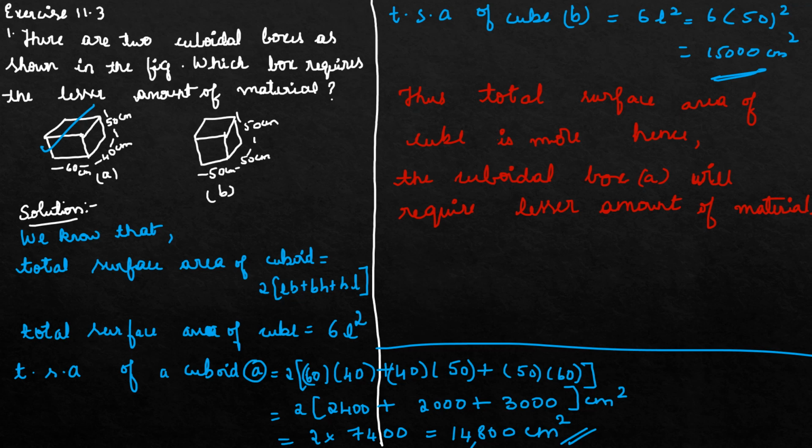First we found out the total surface area of the cuboid with the formula 2, length into breadth plus breadth into height plus height into length. Then we found the total surface area of a cube, 6L square is the formula. Then we compared. When we compared, we got total surface area of a cube is more, hence the cuboidal box A will require lesser amount of material. Understood?